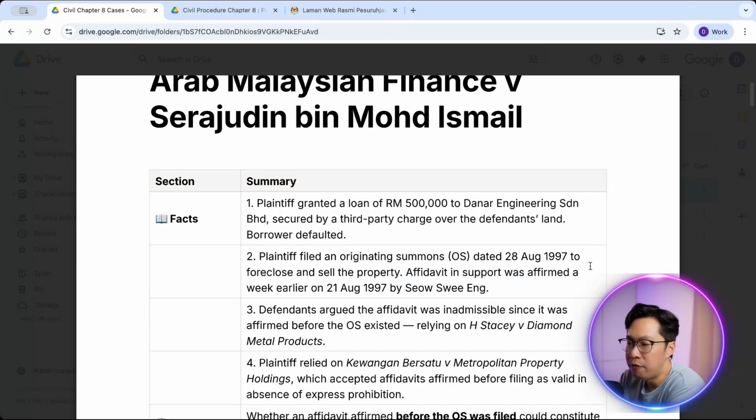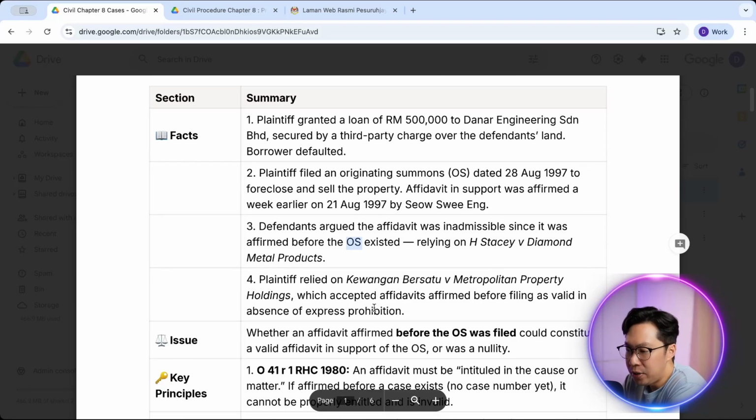The affidavit in support was affirmed a week earlier. So he has the affidavit first, and only later goes and files the OS. Defendants argued the affidavit was inadmissible since it was affirmed before the OS even existed. So the argument was, the affidavit is attached to the OS. If you have an affidavit and you don't have an OS, the affidavit is attached to nothing. So the affidavit is invalid. You don't have that cover letter. Plaintiff relied on a case which accepted an affidavit affirmed before filing.